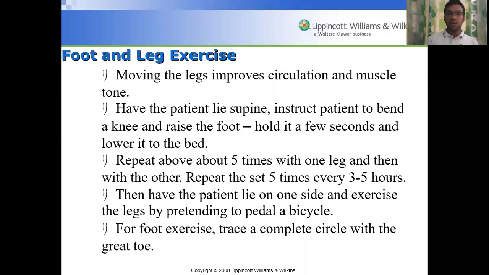Foot and leg exercise. We teach the patient to move their legs because moving the legs improves circulation and muscle tone. Have the patient lie supine, and instruct the patient to bend a knee and raise the foot, hold it for a few seconds, and lower it to the bed. They will repeat this about 5 times with one leg and then with the other, so you will do this alternately. And repeat the set 5 times every 3 to 5 hours.